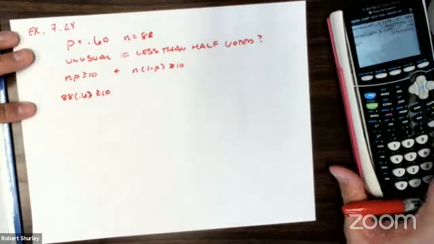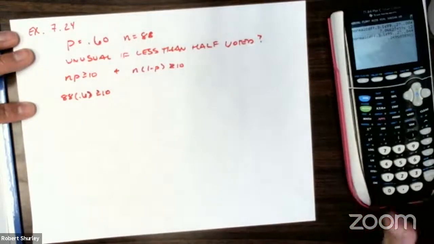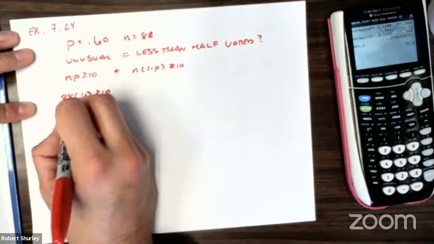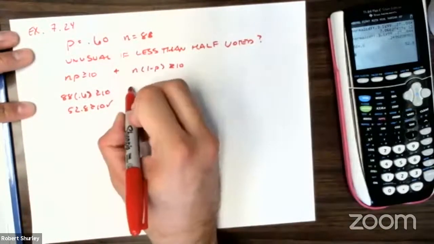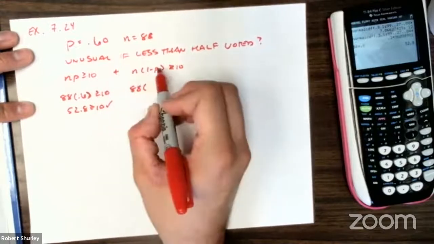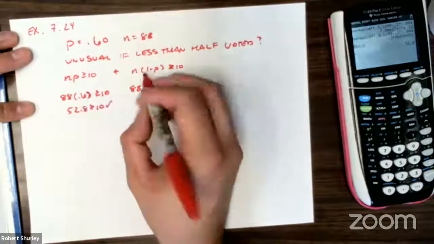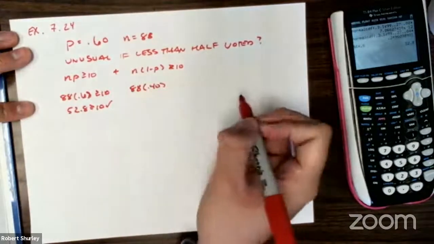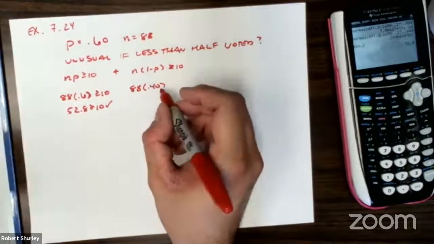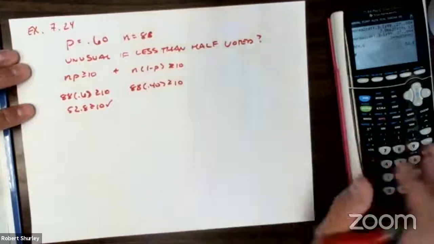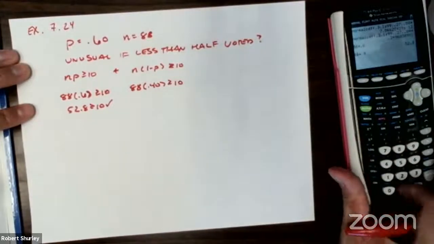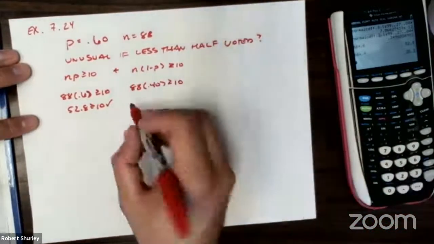88, I'm just going to do 88 times 0.6. It's going to be 52.8. Yeah, that's greater than 10, okay? Now, 88 times 1 minus P, that's going to be 0.40, right? Because it's the complement. Conjugate is an algebra term. So 88 times 0.4 is going to be 35.2.